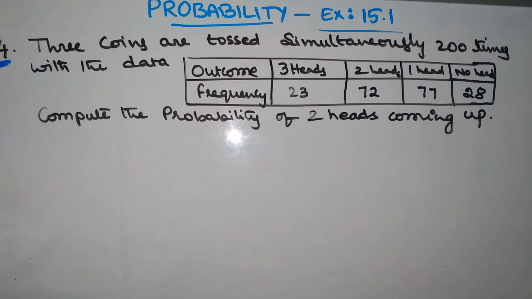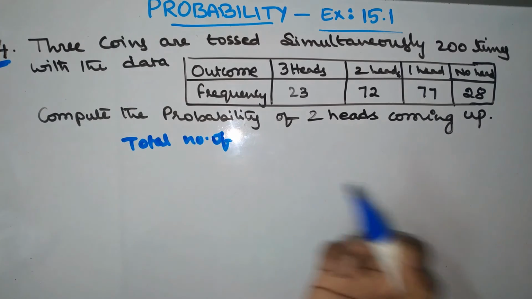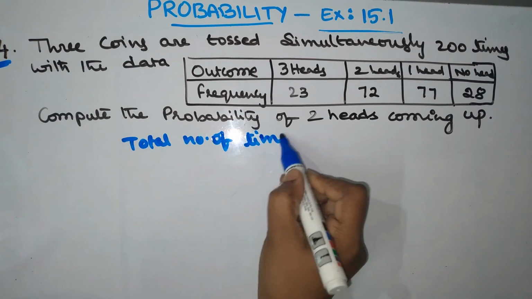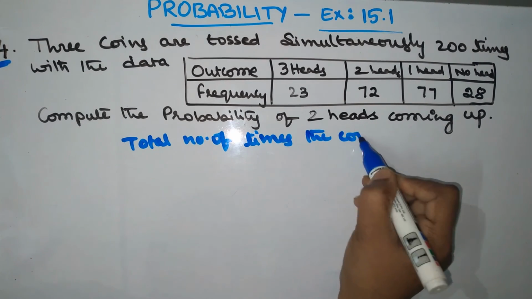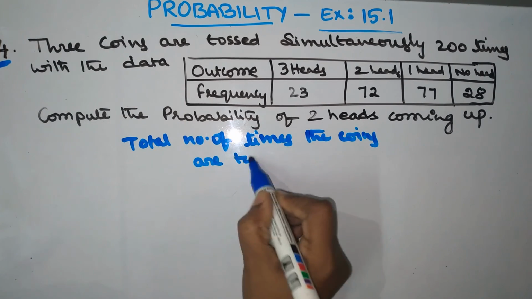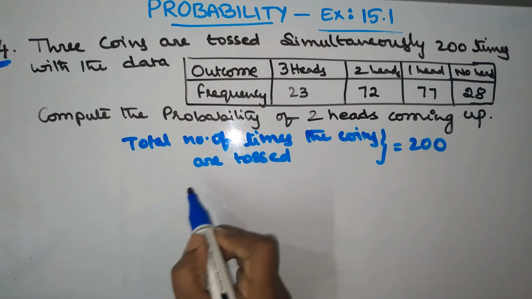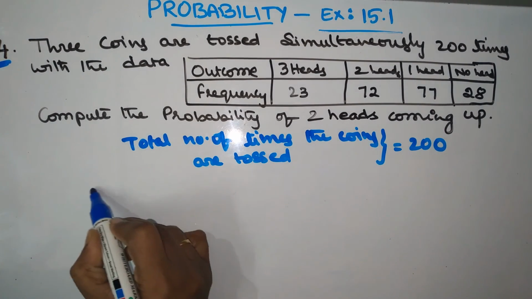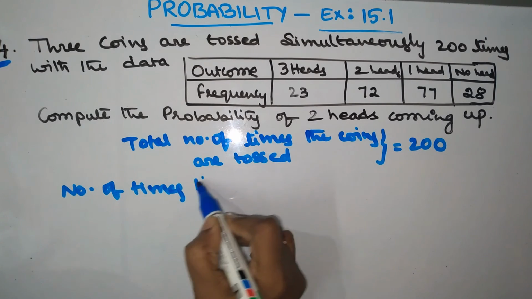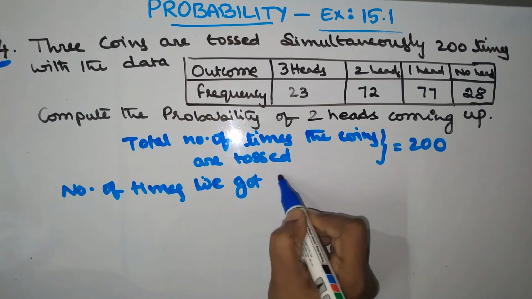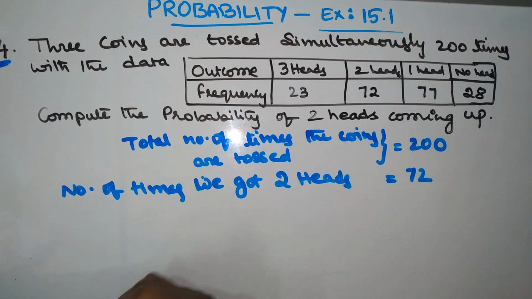Okay, so given data is total number of times the coins are tossed is equals to 200, and what we need to find: number of times we got 2 heads, that is equals to 72.